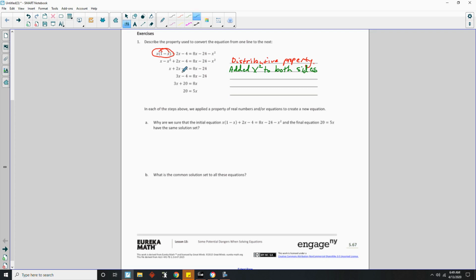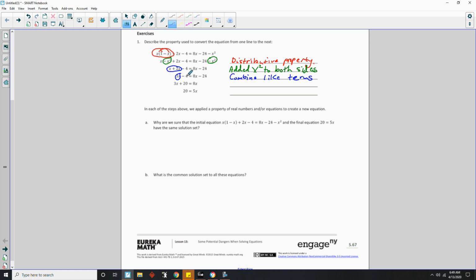Okay, then from this down to here, x plus 2x is 3x, so that was this step here, right there, and I suppose I should have marked this, the minus x squared, we added x squared and it disappeared. All right, so this became 3x, and that is combining like terms. Combine like terms.